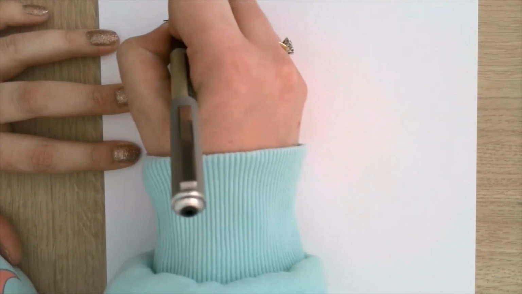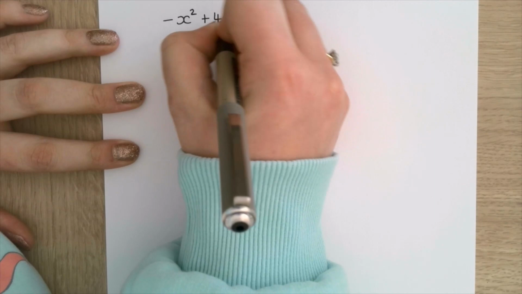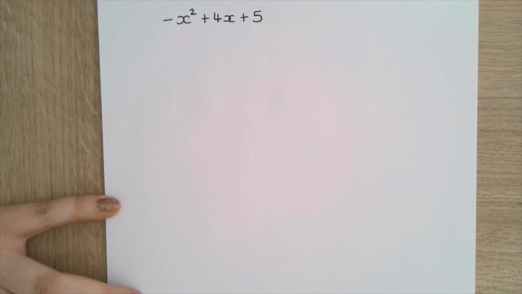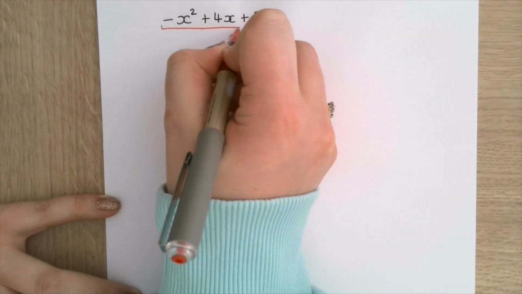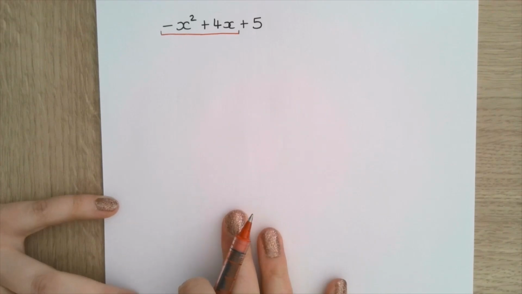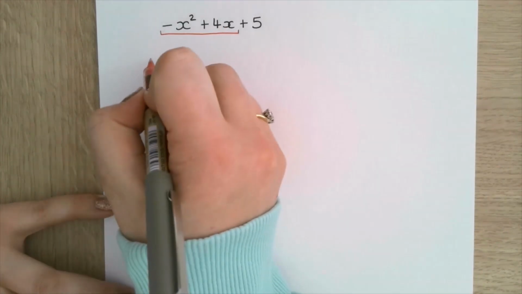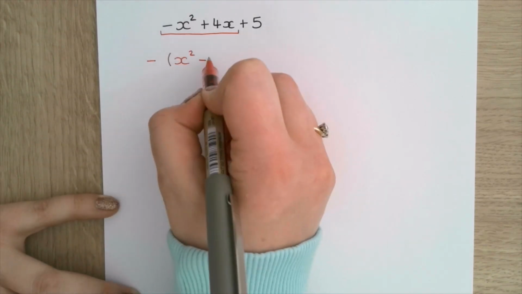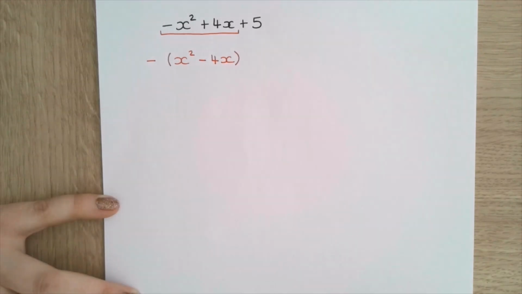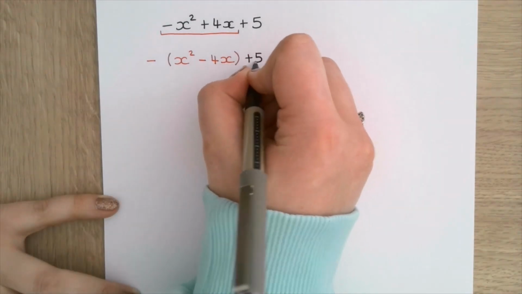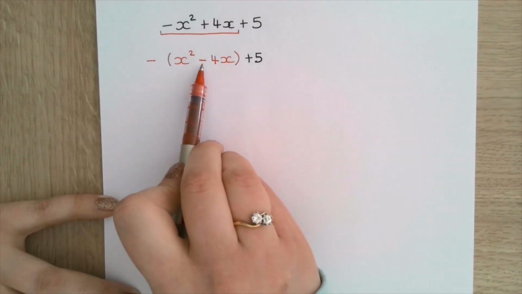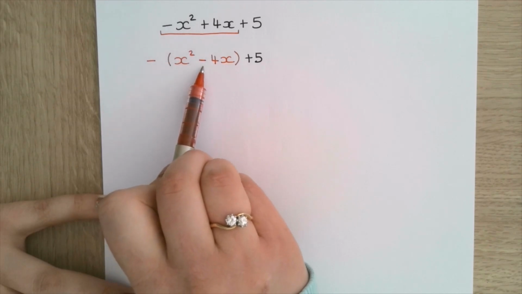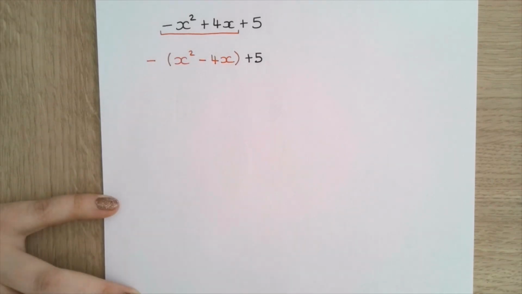So this time I have got a negative x squared: minus x squared plus 4x plus 5. So just as I've done before, I'm going to take out that coefficient. Now that coefficient of x squared is -1, so I'm just going to take out the negative, open brackets, x squared minus 4x, and then my plus 5 on the end. The reason that this becomes negative here is because when I do minus 1 multiplied by minus 4, I'm going to get that positive 4 there.